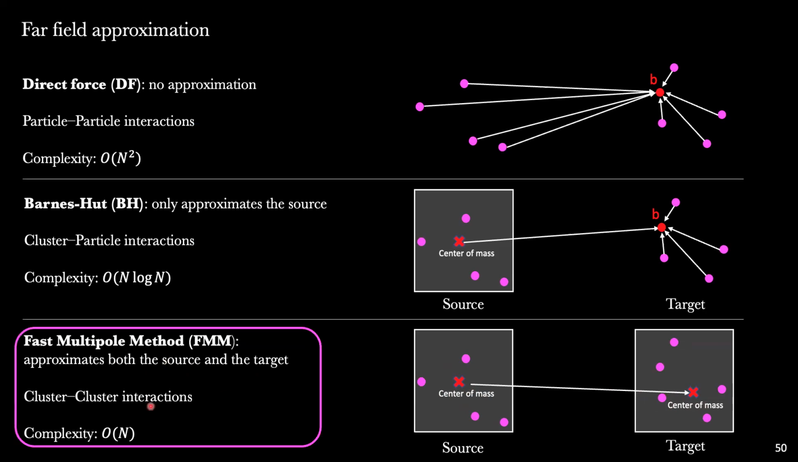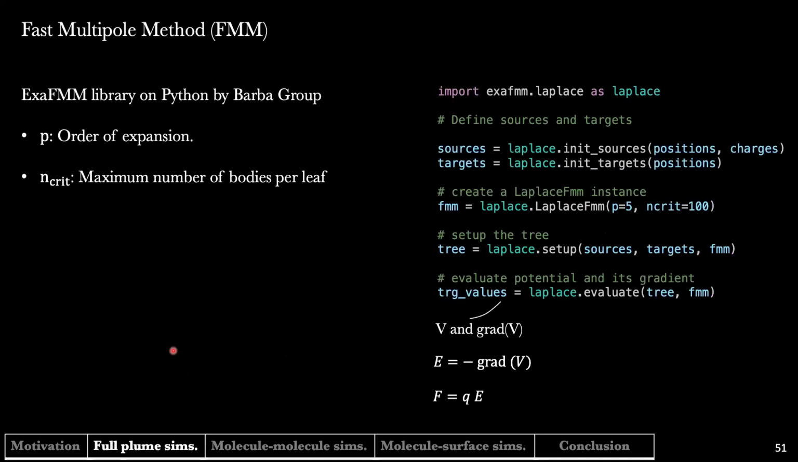And I tried to implement this FMM algorithm using the ExaFMM library on Python by Barba Group. And this library allows us to prescribe the value of P, which is the order of expansion of the FMM code. So when P is higher, the accuracy is higher as well, but we do also more computations. And ncrit, which is the maximum number of bodies per leaf.